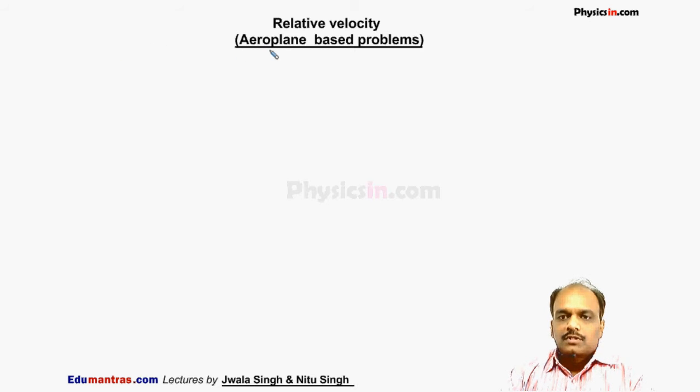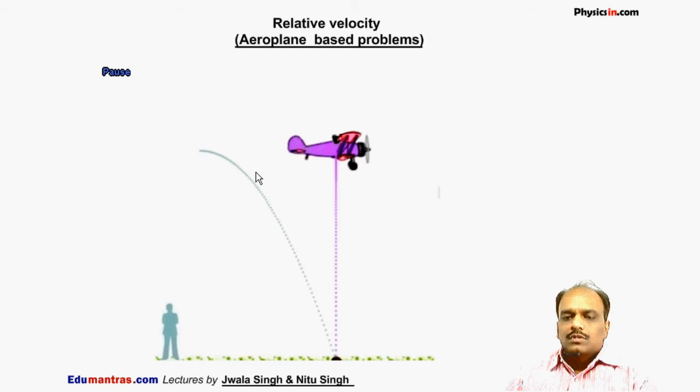Now here we will discuss relative velocity based on aeroplane. When we drop anything, a bomb or any object, from an aeroplane, its velocity is the same as that of the aeroplane. See this video. Watch the motion of this aeroplane.